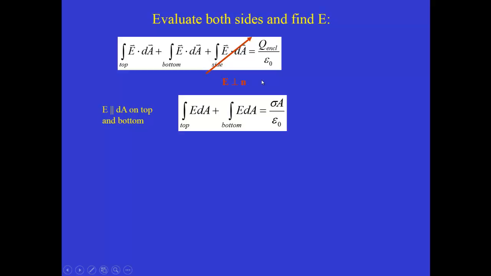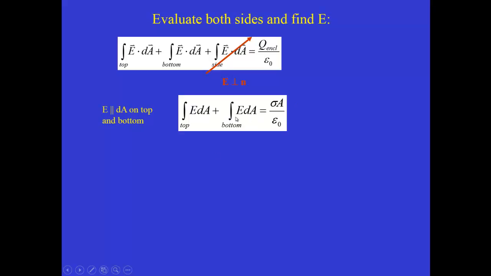Notice now on the right-hand side, we've evaluated the enclosed charge, because since the Gaussian cylinder intersects the plane in a circle, we just need to find what's the charge that's on that circle. The cylinder had a cross-sectional area A. Sigma is charge per unit area, and so sigma times A is the charge that's enclosed by that Gaussian cylinder. So we've taken care of the right-hand side, and now we're just a few short steps away from finishing the problem.